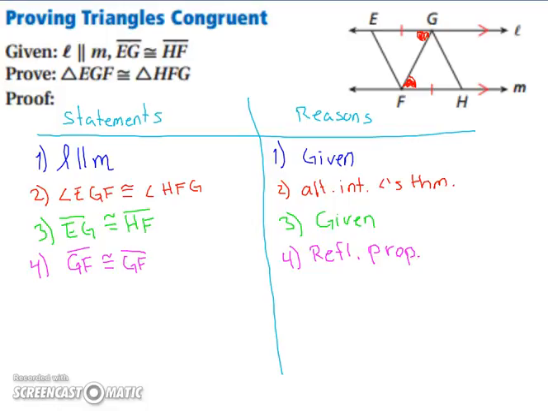And finally, we can end our proof. So we have triangle EGF is congruent to triangle HFG, and we utilized this side here, this side here, and an included angle, so therefore we utilize side, angle, side. And that ends our lesson on triangle congruence using side, side, side, and side, angle, side as some shortcuts.